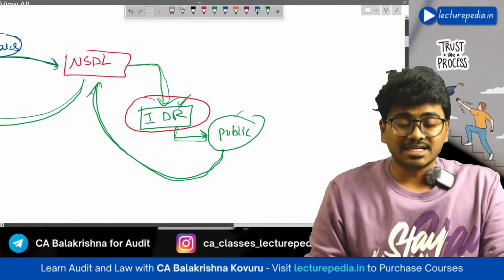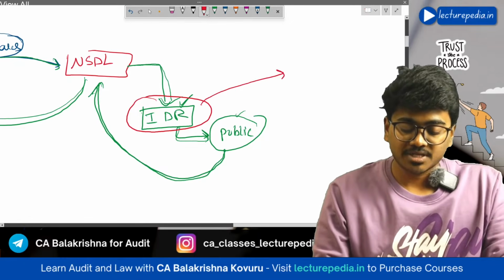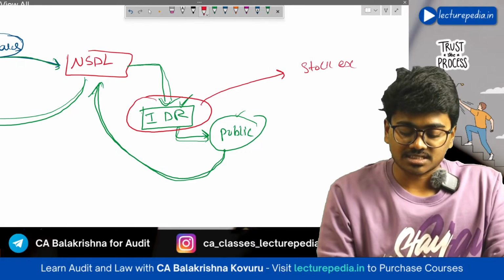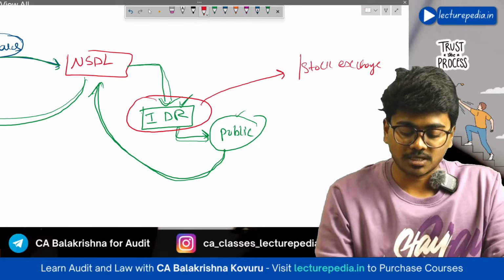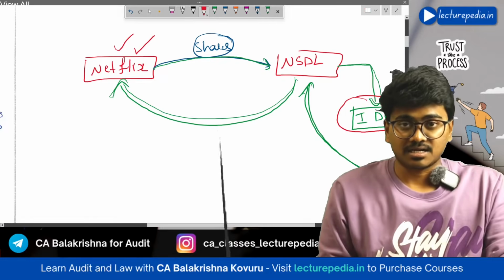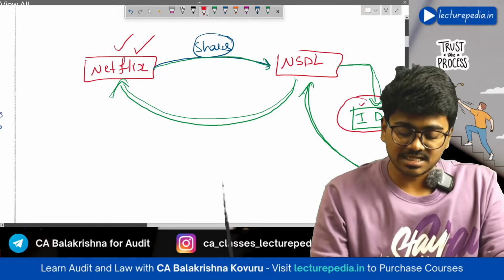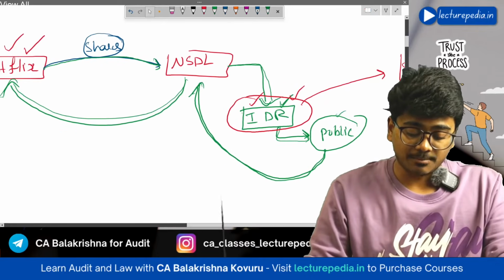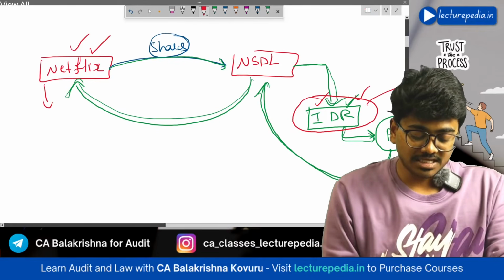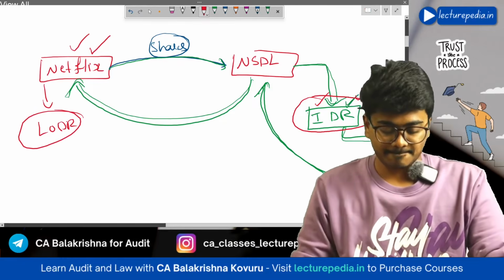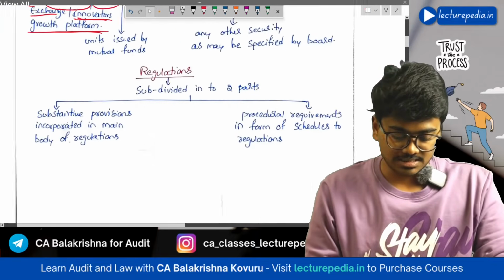Now, these Indian depository receipts will be listed on the stock exchange. So these IDRs belong to Netflix, right? Since Netflix has listed its IDRs on the Indian stock market, Netflix should comply with LODR regulations. Hope this is clear. Next.